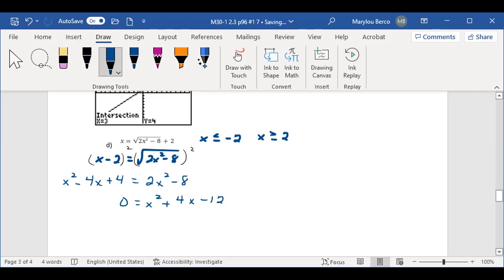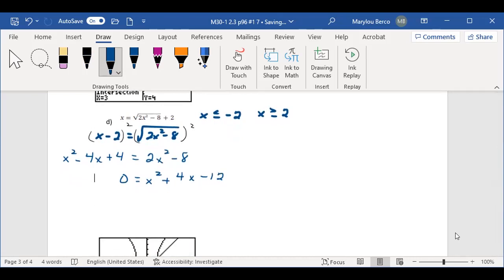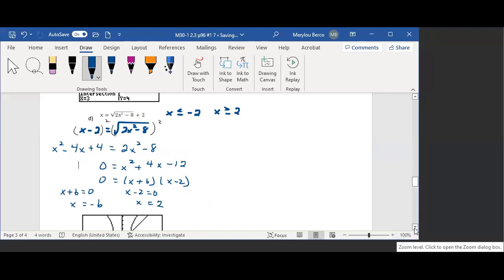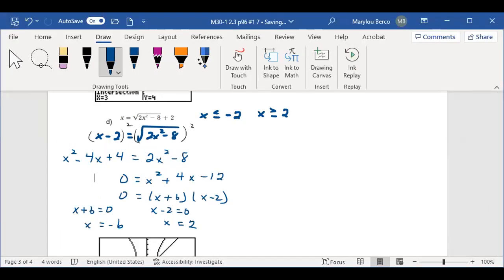Okay, factoring that out, we get 0 equals x plus 6 by x minus 2. So x plus 6 equals 0, x equals negative 6, and x minus 2 equals 0, x equals positive 2. So if we take a look at our graph, it has to be less than or equal to negative 2 or greater than or equal to positive 2.